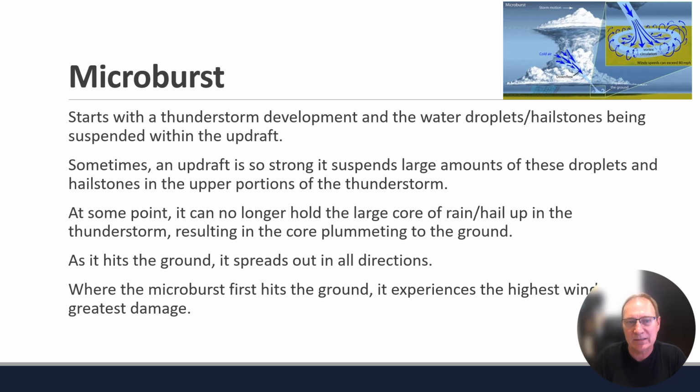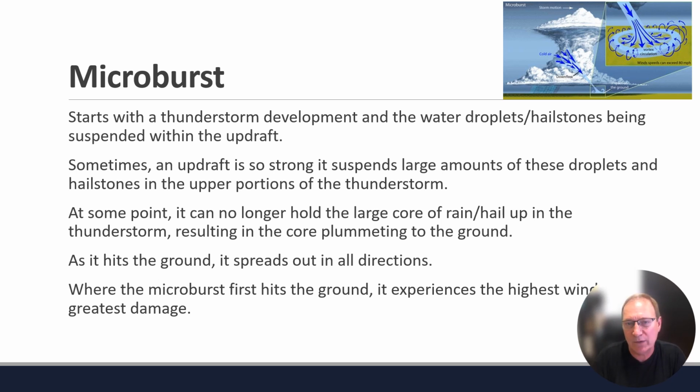Another way to think about this is it starts with thunderstorm development. As it builds up weight with water droplets and hailstones suspended by the updraft, after a point, the weight overwhelms the ability of the updraft to hold that weight in place. It can no longer hold that core. It drops down very rapidly and very dangerously, and as it hits the ground, it moves out in all directions. This is referred to as a microburst.